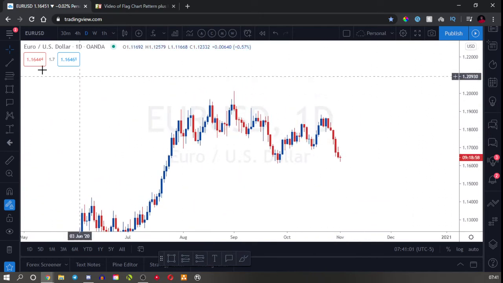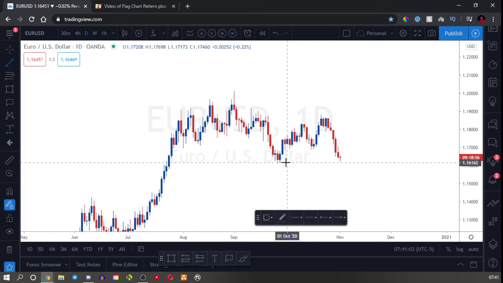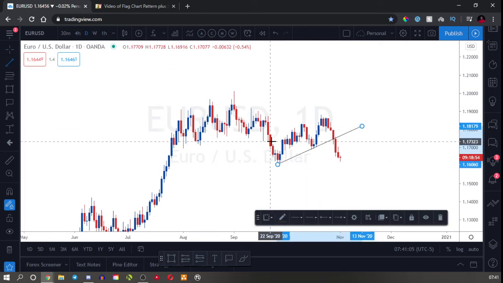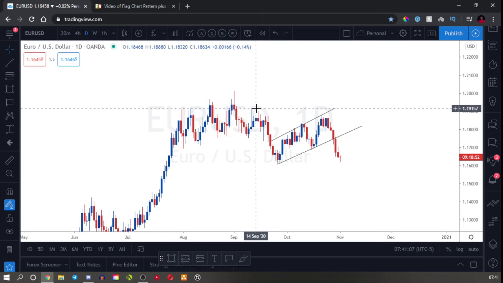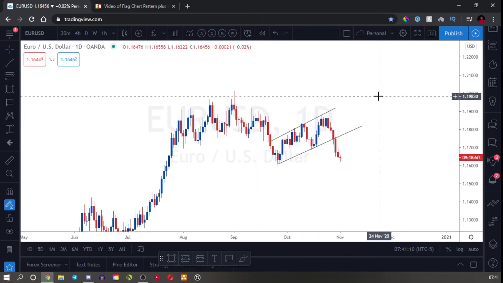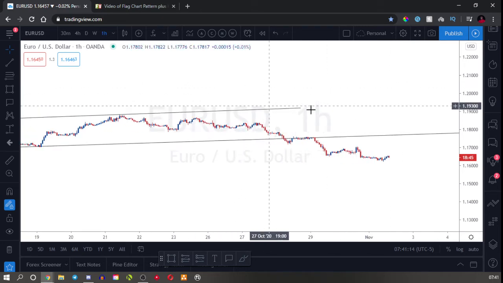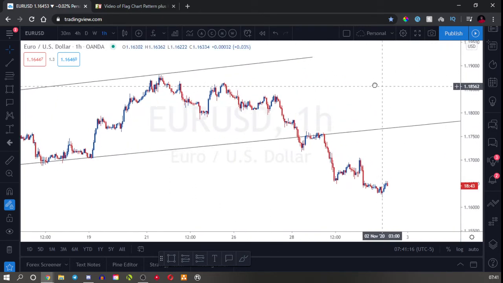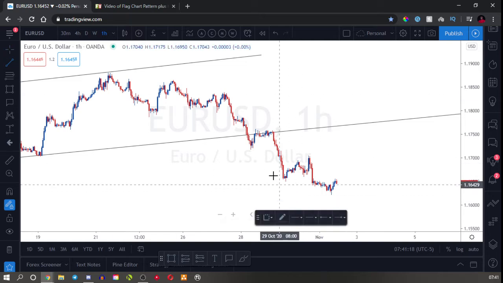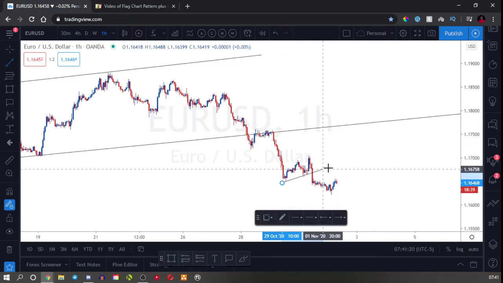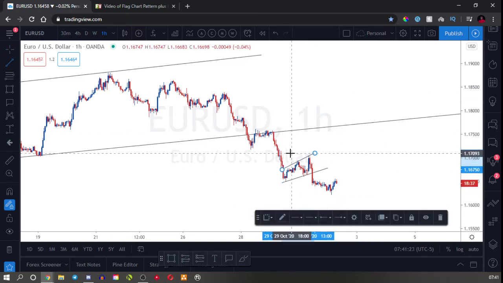Well, pretty much here, what just happens, pretty perfect. Bearish flag, impulse down, bearish flag there. If we go down to our lower time frame, recently we had an impulse here and another bearish flag there.